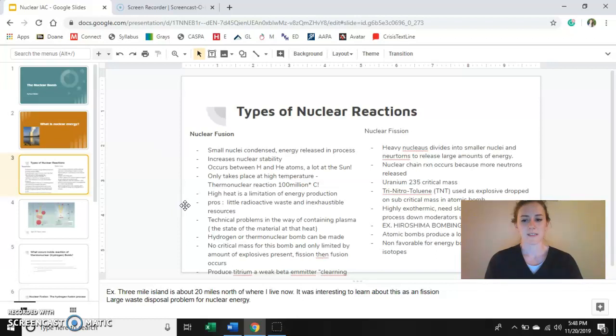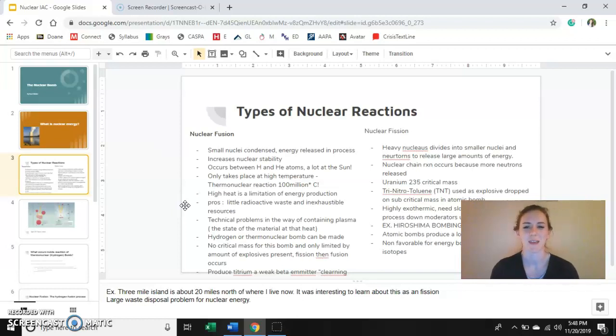Three Mile Island is something we read about in the textbook, and it's actually 20 miles north of where I live, and I have someone in my family that works at a nuclear reactor, so it was interesting to learn about how the science of nuclear energy works there, and about the large waste disposal problem for nuclear energy in general. But anyways, going back to fusion, which is why I'm presenting this.